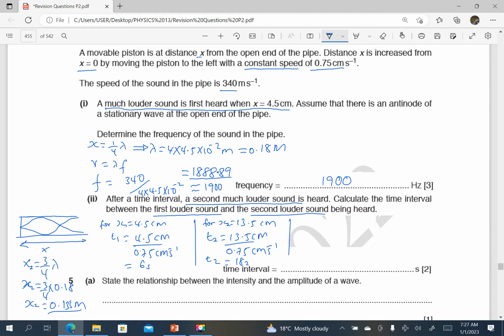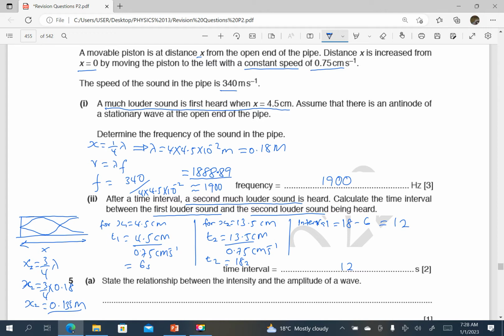So the time interval, I will just call it interval, is the difference between those two values of time. So the interval is going to be equal to 18 minus 6, which is equal to 12. So the time interval is 12 seconds.